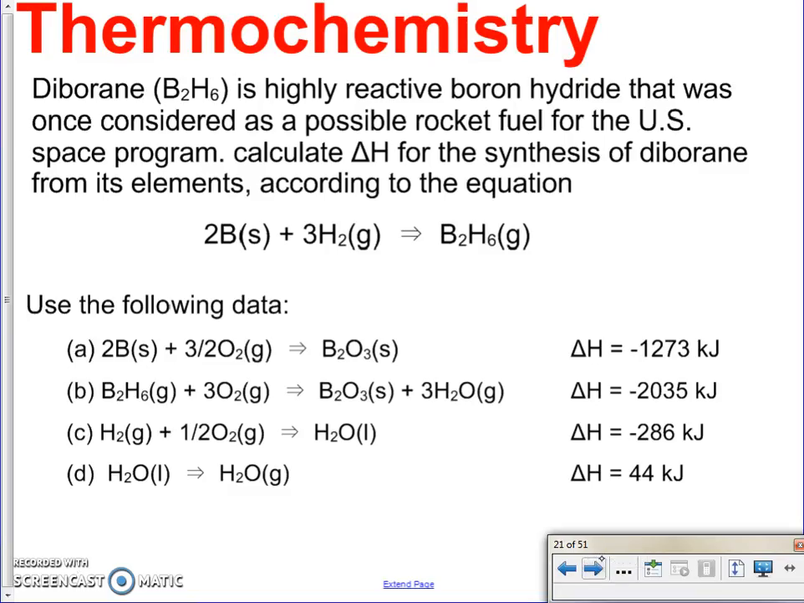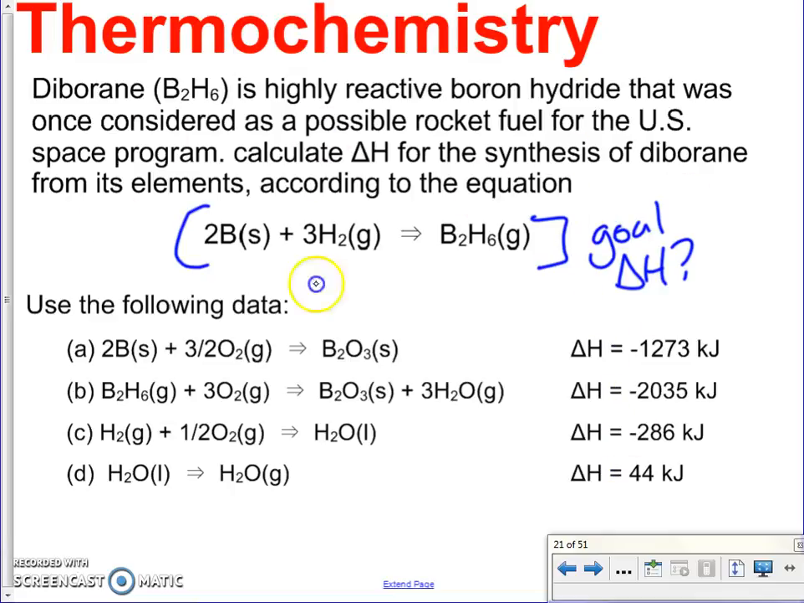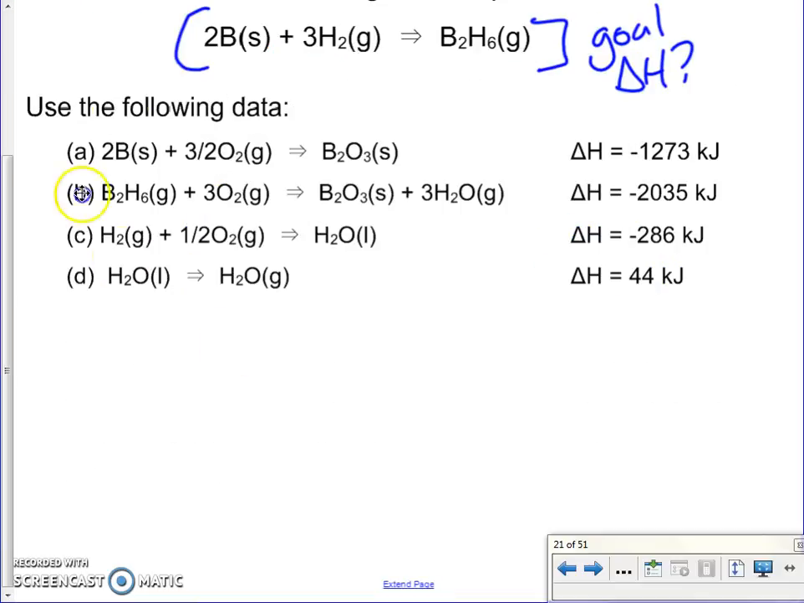Let's look at another one. Let's say I have this as my goal reaction. I want to know the delta H for this reaction. Well, I don't have that reaction. I have these different steps that can make that reaction. And I want to know what the delta H is. Well, I have these delta H's that I can use to calculate the overall delta H here. Because remember, Hess's law says regardless of if it happens this way or this way, it's going to be the same delta H. So let's walk through this and see how this ends up working.